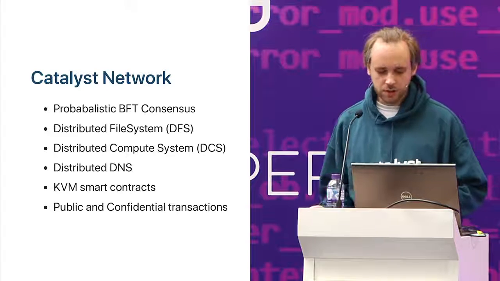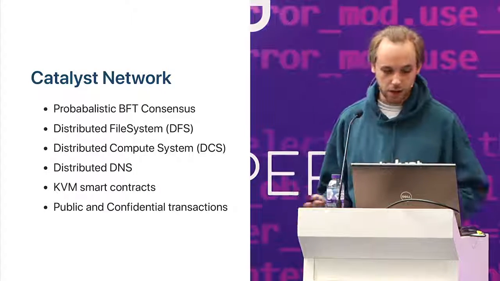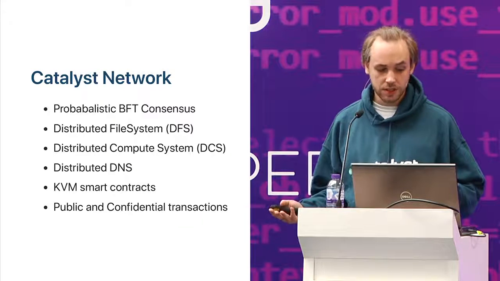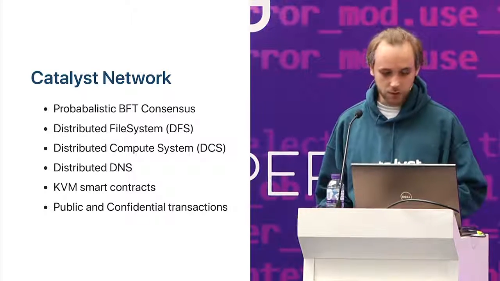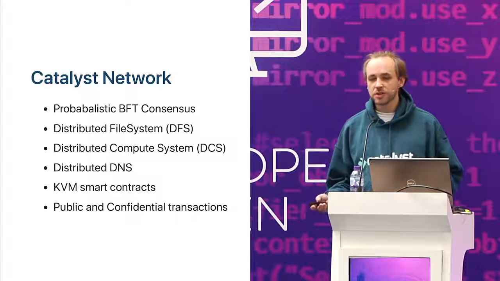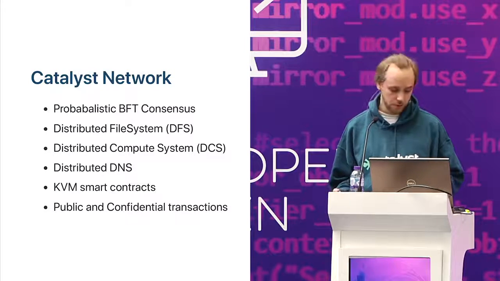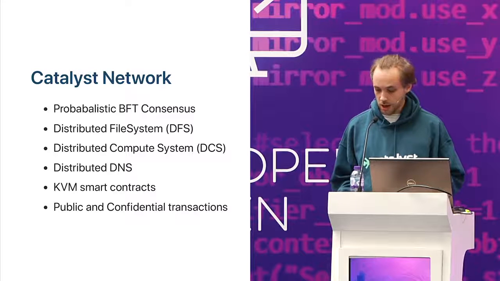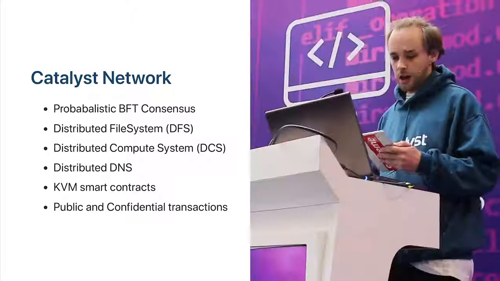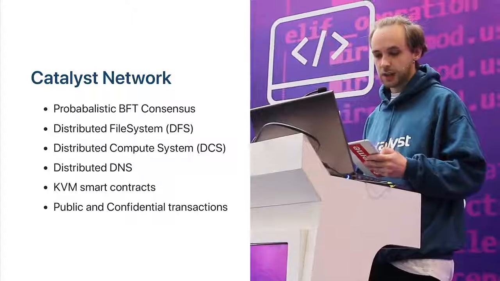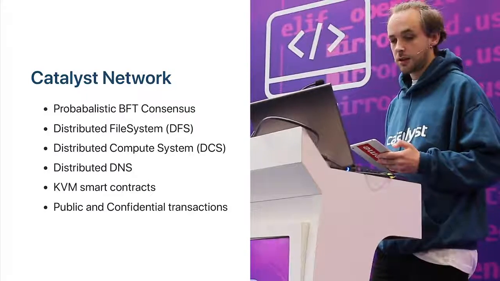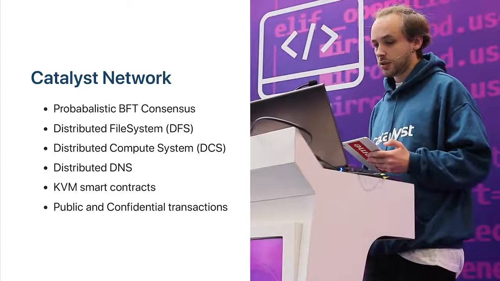The Catalyst network consists of many different properties as a whole. So what we built is what we call a probabilistic BFT consensus. It features what we call the DFS. It includes something called the distributed compute system. The distributed compute system is kind of a new terminology compared to stuff like limited smart contracts. The compute system allows much more complex computations to be done and then fed back into that consensus mechanism. Distributed DNS, the KVM smart contracts, and public and confidential transactions.